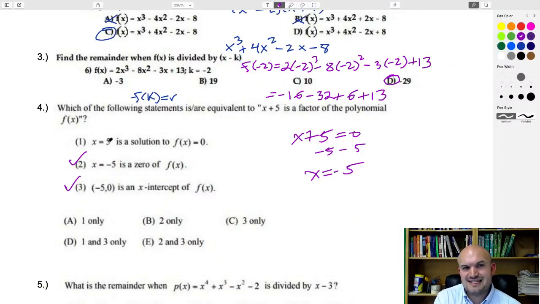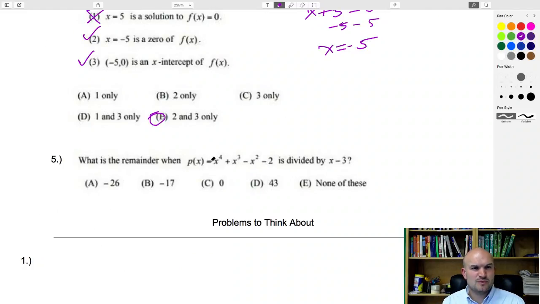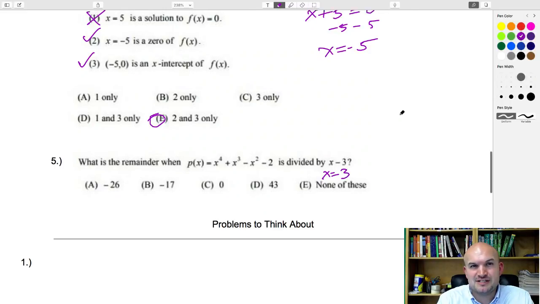X equals 5 is not a solution. You can see the solution is negative 5. So that one doesn't work. So the answers are 2 and 3. And last but not least here is what is the remainder when the same thing is divided by x minus 3? So again, we're going to want to use the remainder theorem. Just remember this is the factor, so therefore the zero is positive 3.